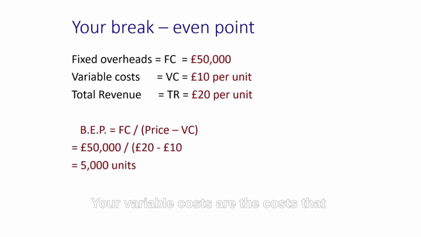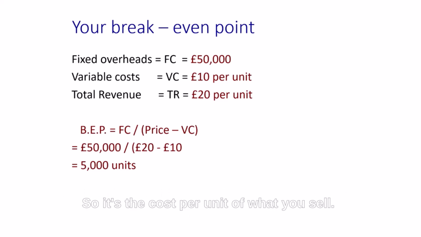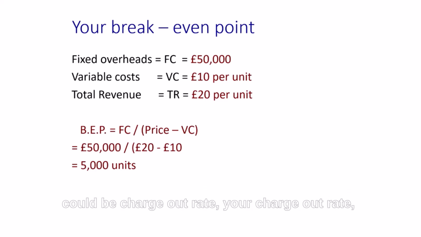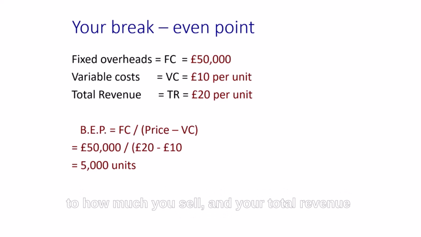Your variable costs are the costs that you bear as you sell more. So if you don't sell anything, you haven't got any variable costs. And as you double your sales, you double your costs. So it's the cost per unit of what you sell. So that would be things like consumables, materials. It could be your charge out rate. It could be higher costs for venues if you're doing presentations. But it's costs that vary in proportion to how much you sell.